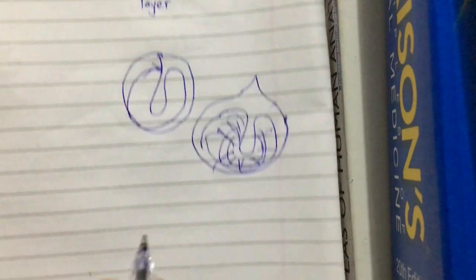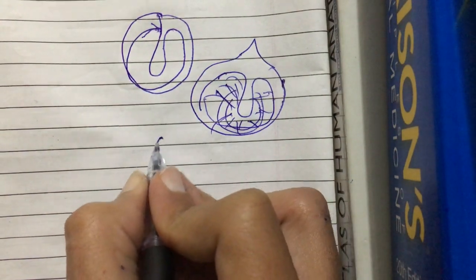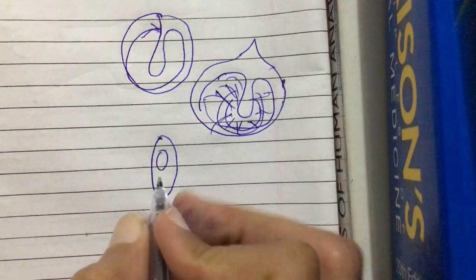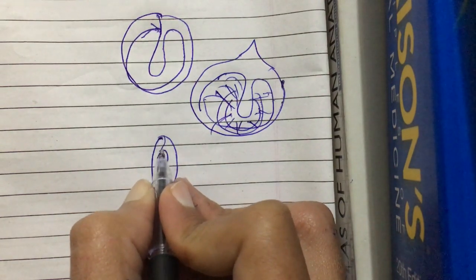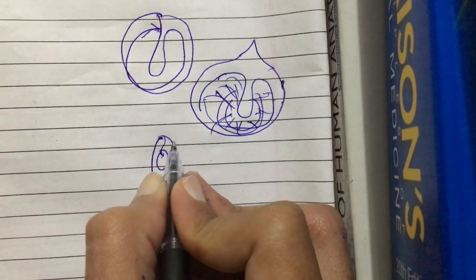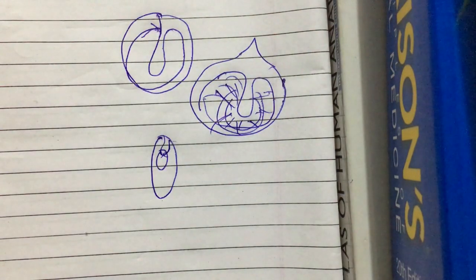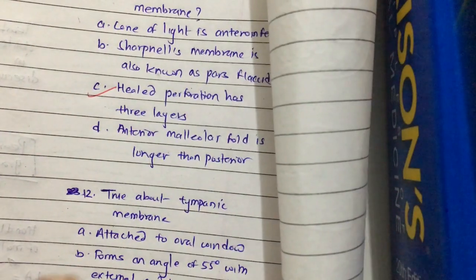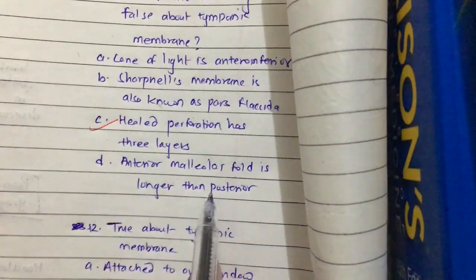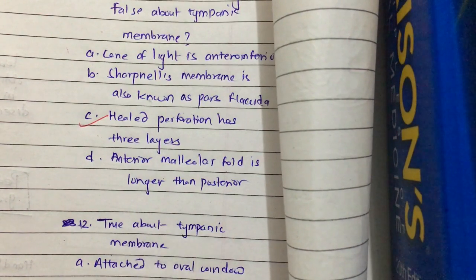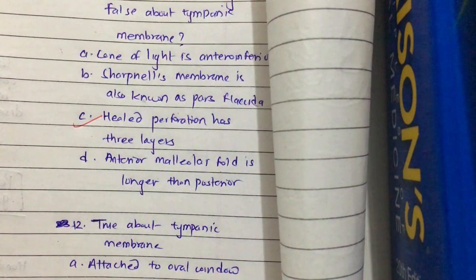But when the tympanic membrane heals after a perforation, the outer epithelial layer and the inner mucosal layer fuse very fast, before the development of the fibrous layer. So the healed perforation has only 2 layers. So this is the false statement: healed perforation has 3 layers. The anterior fold is longer than the posterior fold. So all are correct except that healed perforation has 3 layers. A healed perforation has only 2 layers.